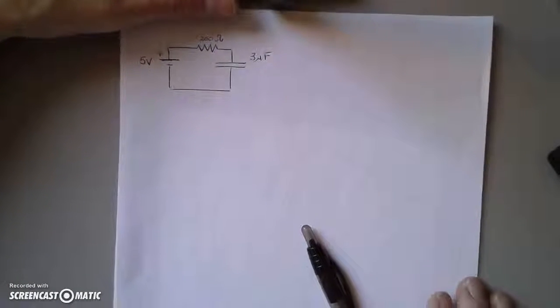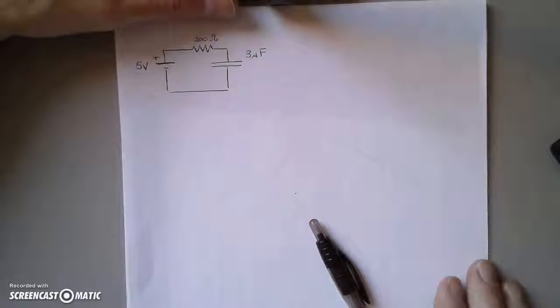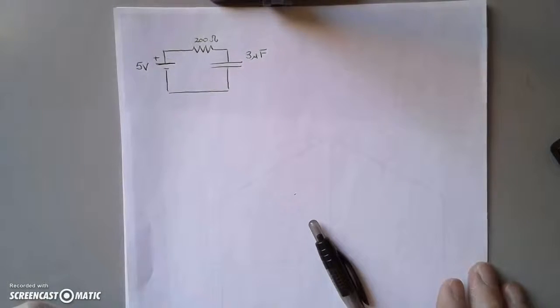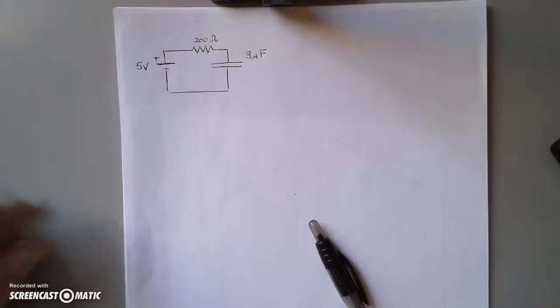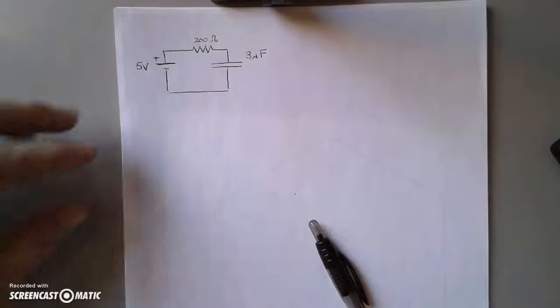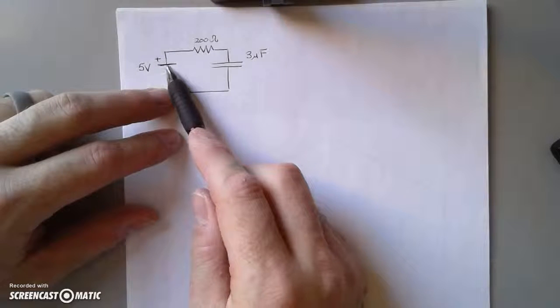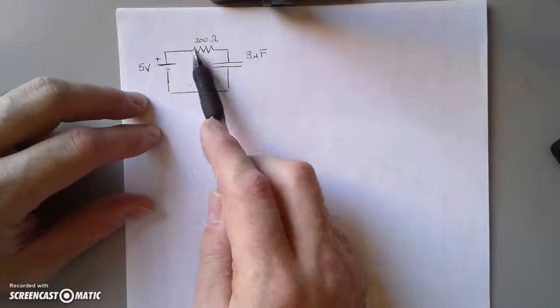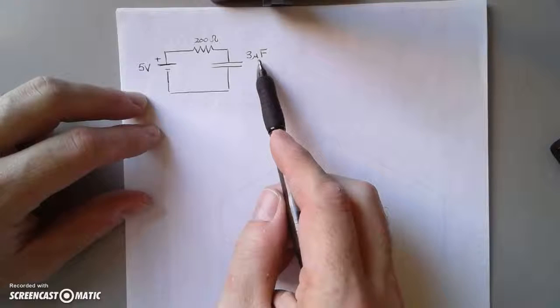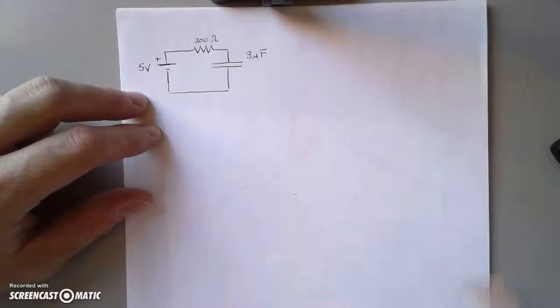Okay, I thought it might be helpful if I made a series of videos that are related to the second graded homework. I'll analyze a different model, but I'll go through in an analogous way and talk about it. So suppose we have a circuit that has a DC voltage source, 5 volts, we have a 200 ohm resistor, and a 3 microfarad capacitor.